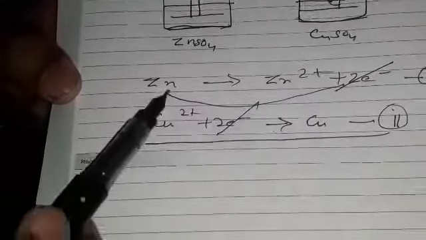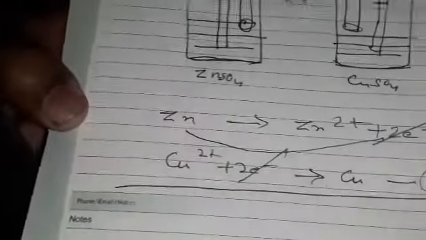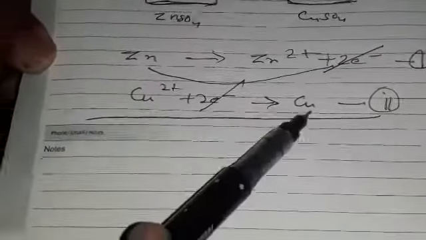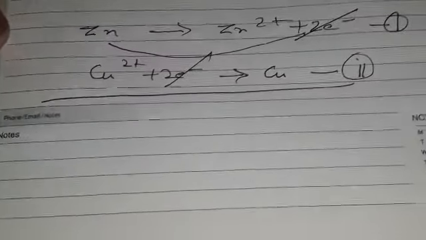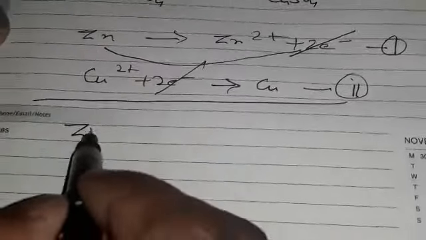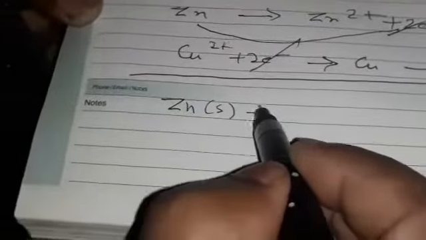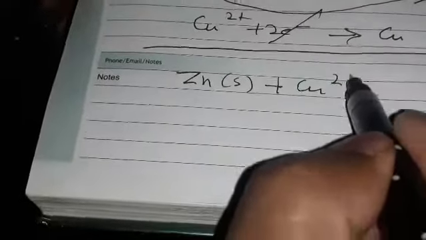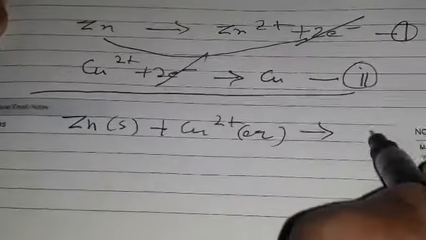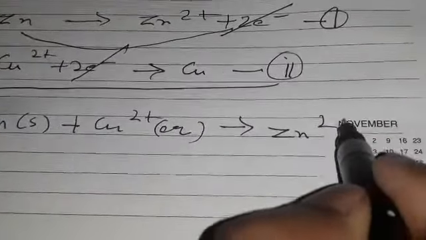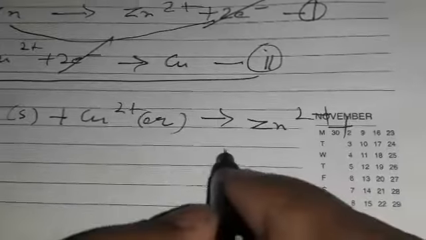So what will happen? This zinc will lose two electrons and play the role of reducing agent, and copper will gain two electrons and play the role of oxidizing agent. So you can simply write zinc in solid form and copper in aqueous form. So what will happen here? The zinc ion plus copper ion. I am going to explain why this equation is written.